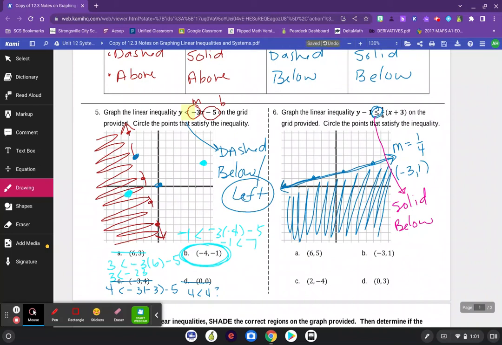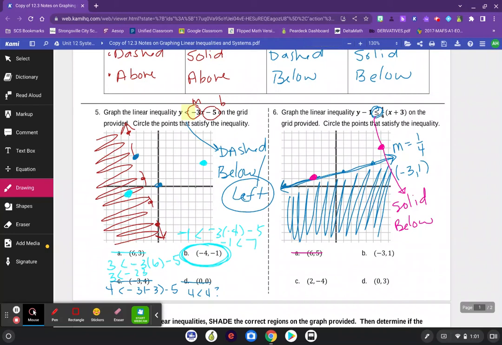So below. Now I have to check. Is 6, 5 in that solution set? Well, here's the 6, 5. 1, 2, 3, 4, right here. Nope, that is not in my solution set because it's not in the shaded area. How about -3, 1? Oh, well, that's on the solid line. If it is on a solid line, then it is going to turn out to be a solution.